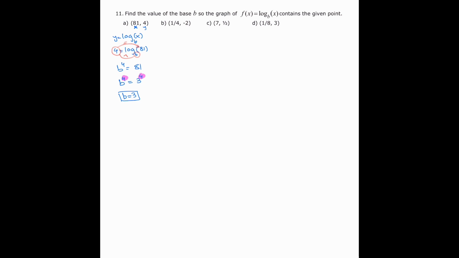The answer for B, I will do the same thing. So I will plug the values in. -2 equals log base b of 1/4. So we have b to the -2 power equals 1/4. Now I want to write 1/4 with a negative power, so it's going to be b to the -2 equals 4 to the -1. The exponents are not the same, so I'm going to try to make them the same.